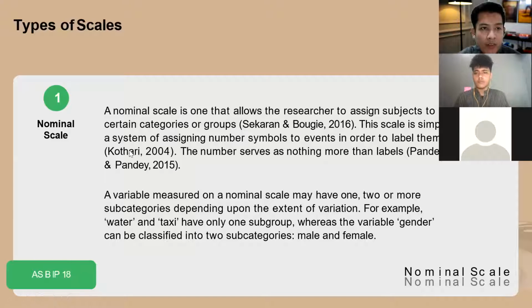And there are four types of scales generally. The first one is nominal scale. Nominal scale is one that allows the researcher to assign subjects to certain categories or groups. This scale is simply a system of assigning number symbols to events in order to label them, and numbers serve as nothing more than labels. A variable measured on a nominal scale may have one, two, or more subcategories depending upon the extent of variations. For example, water and taxi have only one subgroup, whereas the variable gender can be classified into two subcategories, male and female.